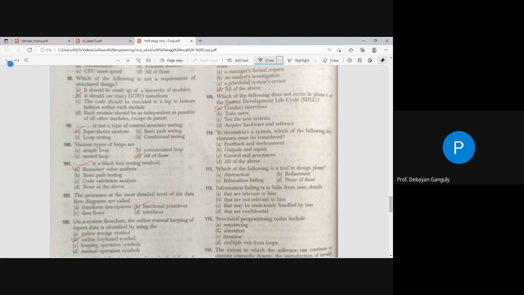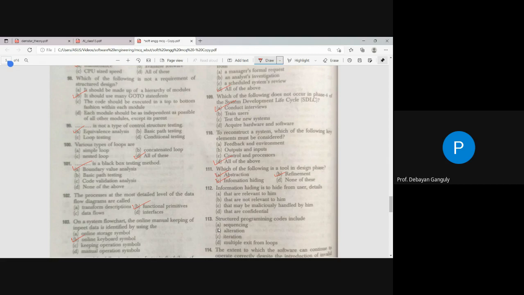110. To reconstruct a system, which one of the following key elements must be considered? You can say, of course, feedback and environment, output, input, control, processor, all of the above. 111. Which of the following is a tool in design phase? Abstraction is also a tool. Refinement is also a tool. Information hiding. This is an MSQ, we can say.